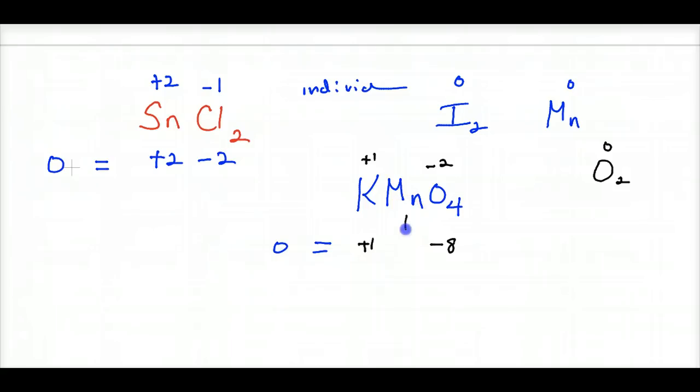And manganese, how do we figure this out? Well, a plus 1 plus a negative 8 is a negative 7. And what plus a negative 7 is 0? A plus 7. And since there's only one manganese, it's plus 7 individually. And that's how we do it.